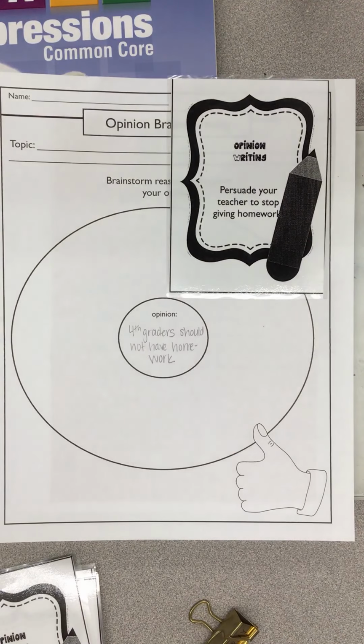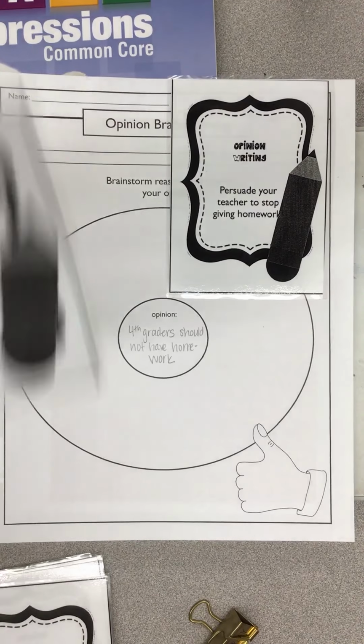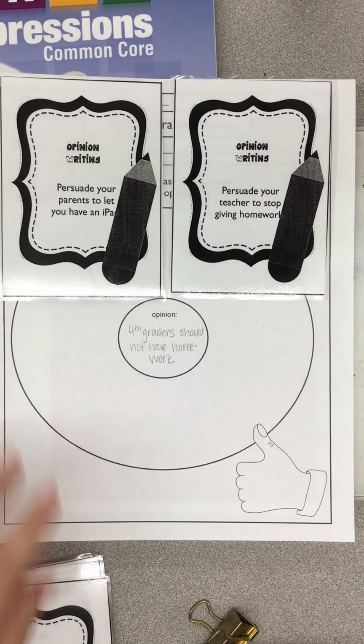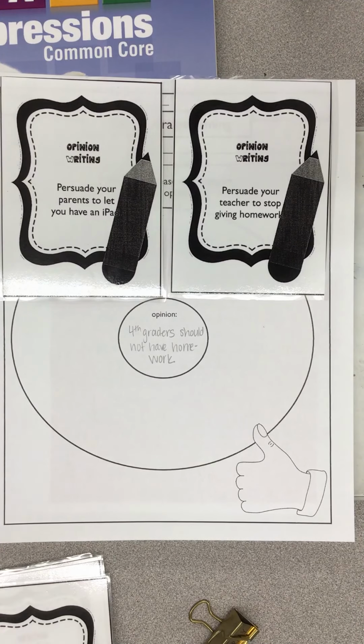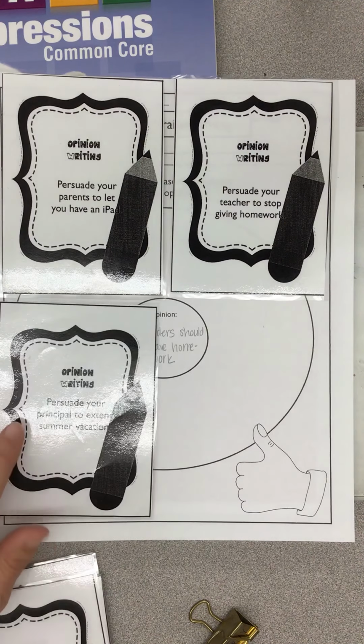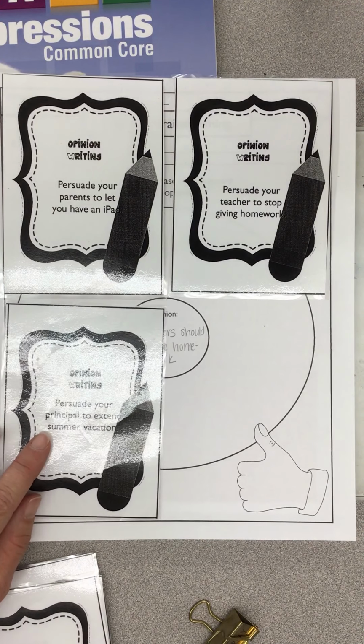Okay? Don't choose yet because there are some other ones. Maybe you want to persuade your parents to let you have an iPad. So, ladies and gentlemen, I'm going to ask you not to comment on each of these prompts. I just want you to think quietly in your own personal thought bubble. If you don't like the prompt, don't choose it. Perhaps you want to persuade your principal to extend summer vacation.